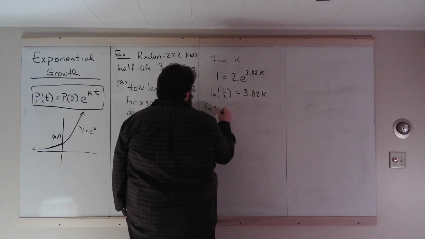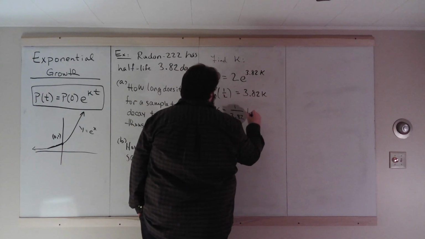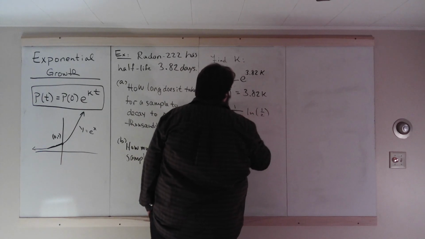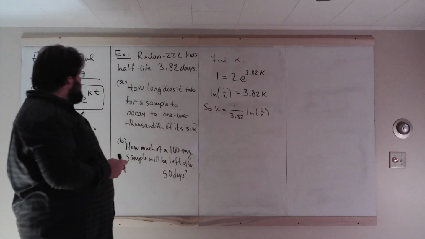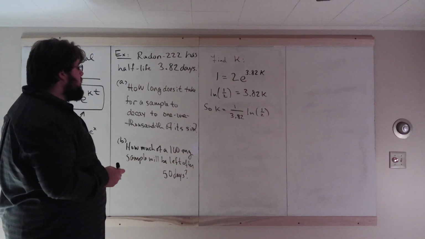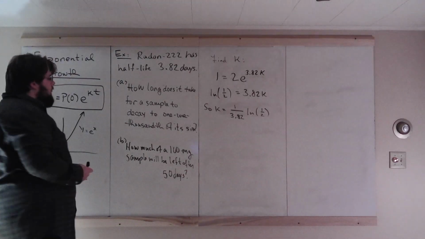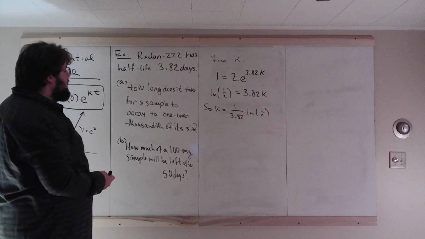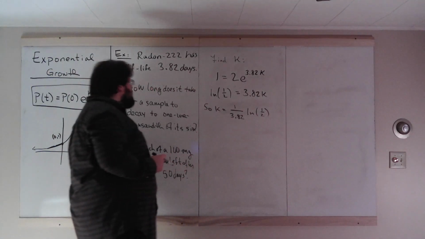So K equals 1 over 3.82 log of a half. And you can find the decimal for that. I'm going to keep going with it written like that, and then at the end I'll tell you some decimals. If you're doing these in like a calculus class, they usually just say to leave the answers like that.